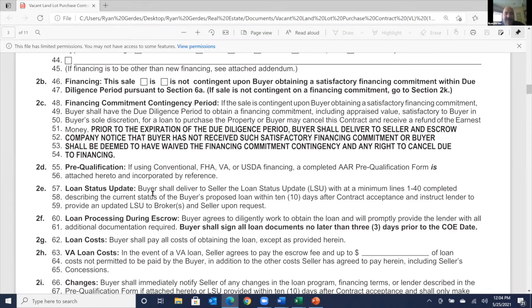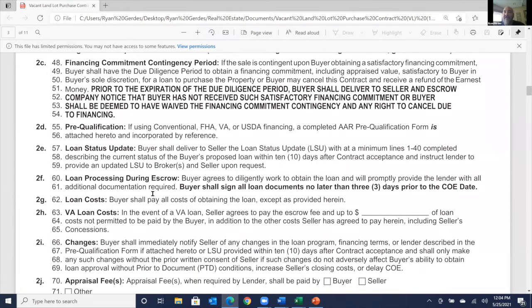Loan status update. You as a buyer are responsible for staying in touch with your lender and keeping the seller updated on the process and the progress of your loan throughout the life of the transaction. Loan costs. The default of this contract is that the buyer is responsible for all of their own loan costs, and the seller will be responsible for their own costs.